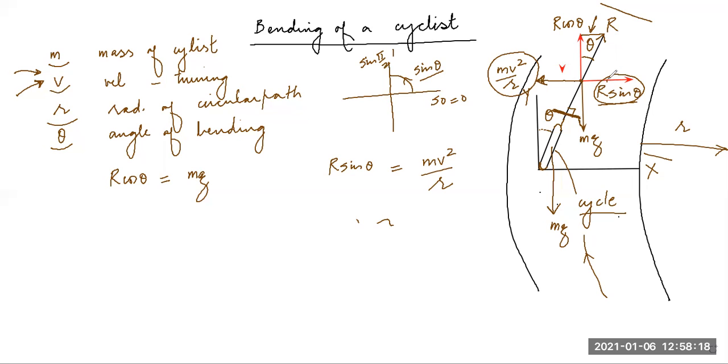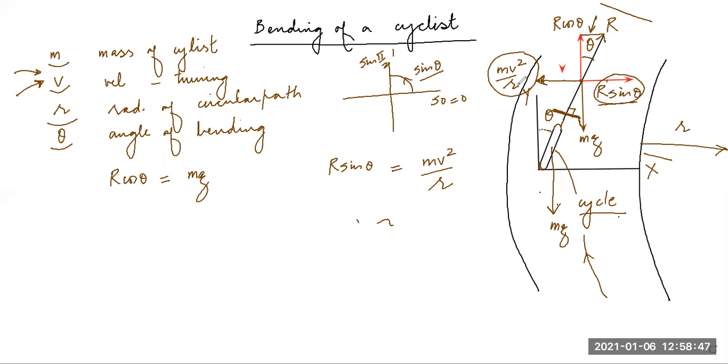Centripetal force is acting in the direction of R sin theta towards the center. It is balancing the centrifugal force, which is trying to throw the cyclist along with his cycle away from the track, right? We have to bend to compensate for mv square by r, that is the centrifugal force. You might be wondering why I am saying mv square by r. Actually, I am applying Newton's third law.